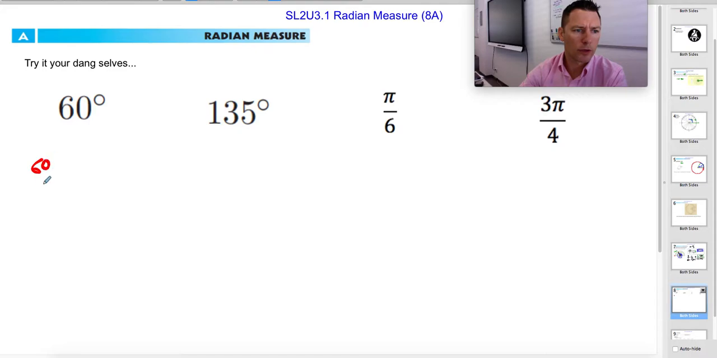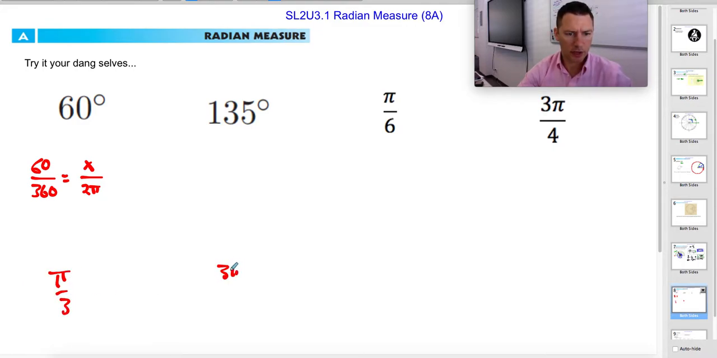60, right? We know that's the piece out of the whole, should be the same as the radian measure out of the 2 pi. Let's do this just so you can check your work, if you want to just run these through and check them all at once. I got pi thirds, 3 pi fourths, 30 degrees, and 135 degrees. If you'd like to see those done, here we go.